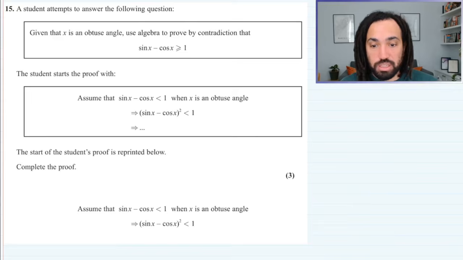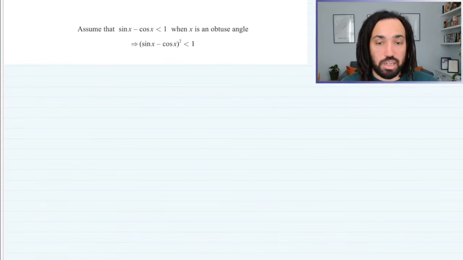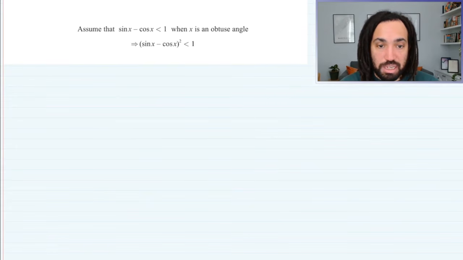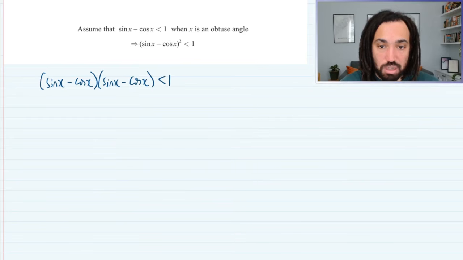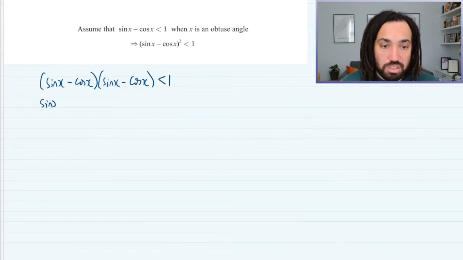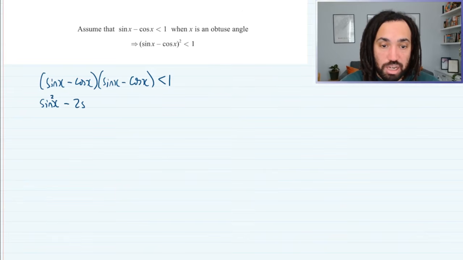Okay, so now we need to just carry on the proof. Fine. So we're going to expand out the brackets. So we're going to get sine x minus cos x times sine x minus cos x is less than 1, which is going to give us a sine squared x. It's going to give us 2 minus sine x cos x's, and it's going to give us a plus cos x squared.